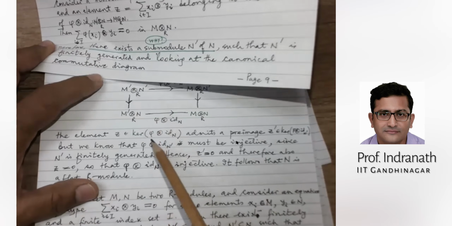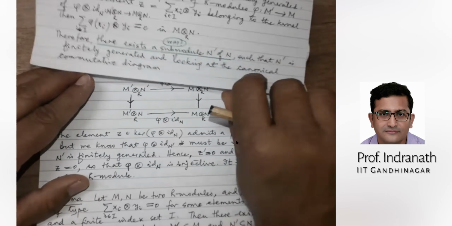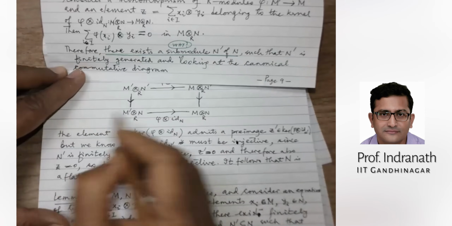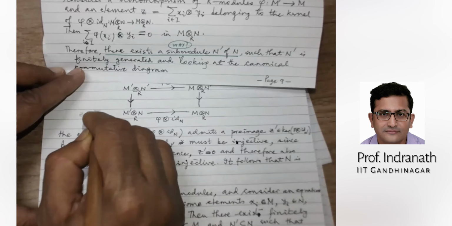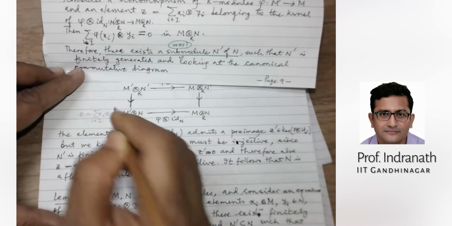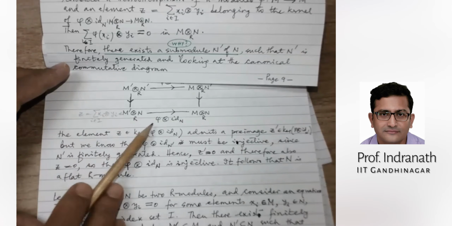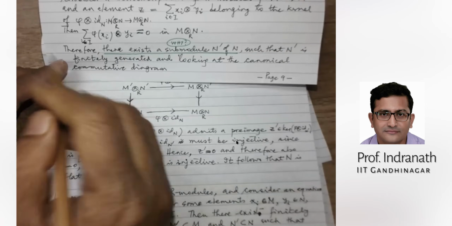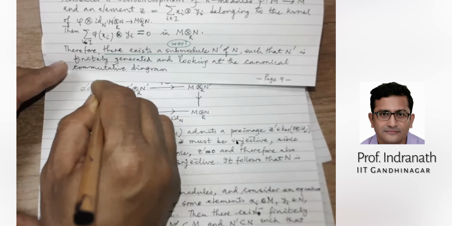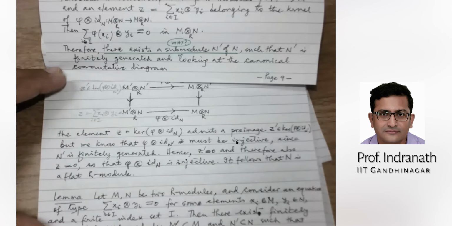Would you agree? That this element, let me write it here, Z is equal to the summation of xi yi, i in I, and this is here. And I'm saying that this admits a pre-image there, and this is in the kernel, don't forget. It admits a pre-image here, that is Z bar. And this Z bar is also in the kernel of phi tensor identity of n dash. Do you agree to this? That means this actually comes here.